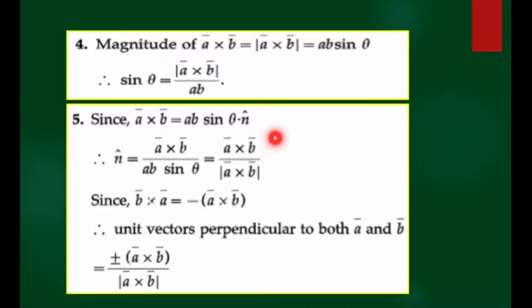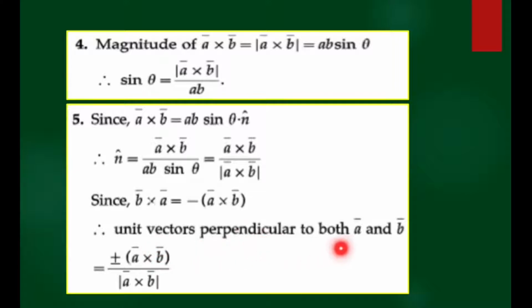So this is again the definition: the unit vector along a bar is a bar upon magnitude of a bar. So we find the unit vector along a bar cross b bar. That means we write the unit vector along a bar cross b bar, which is denoted by n cap, as a bar cross b bar upon its magnitude.